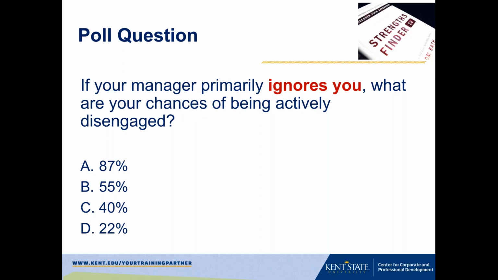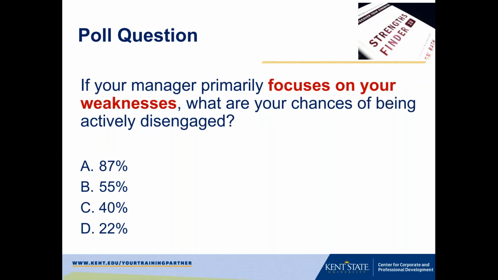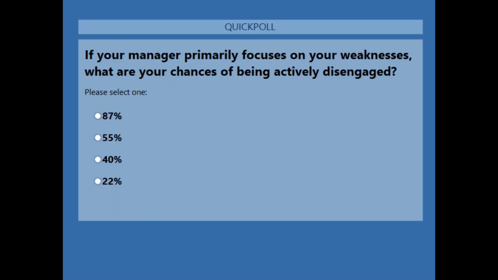I want you to keep that in mind because I have another polling question for you. And here's the next one. If your manager primarily focuses on your weaknesses, what are your chances of being actively disengaged? So remember, 40% was ignore. If 40% is ignore, this is focuses on your weaknesses.